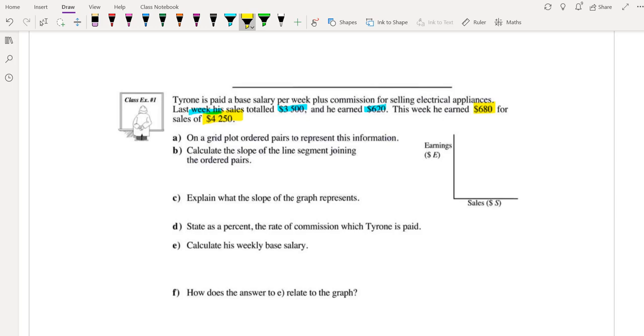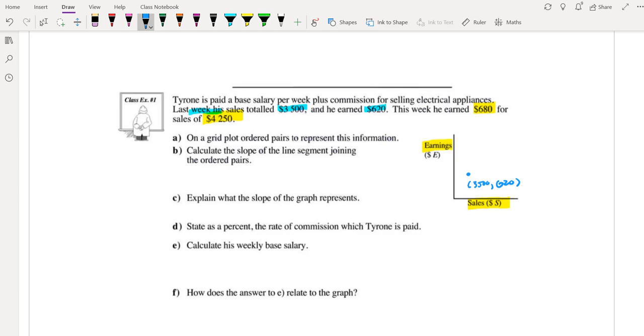We're going to do a rough sketch. We just have a little grid over here. On the y-axis is his earnings. On the x-axis are his sales. So in the first week, his sales totaled $3,500, and he earned $620. So I'm going to just put a rough dot here. The x value was $3,500, and his earnings were $620.